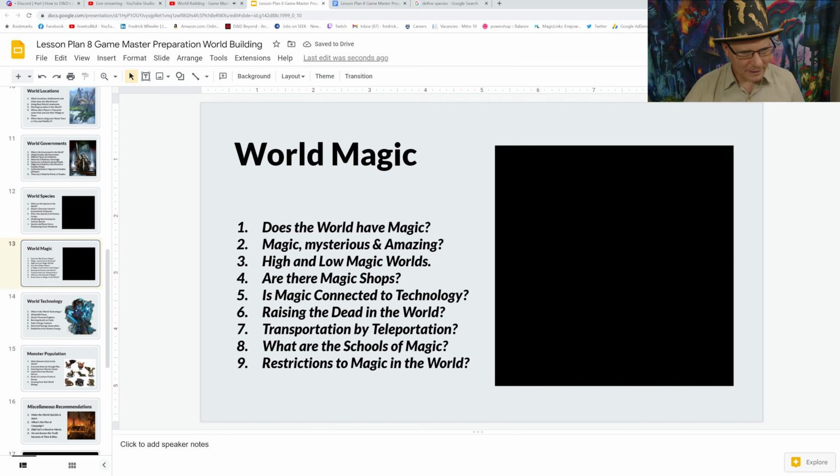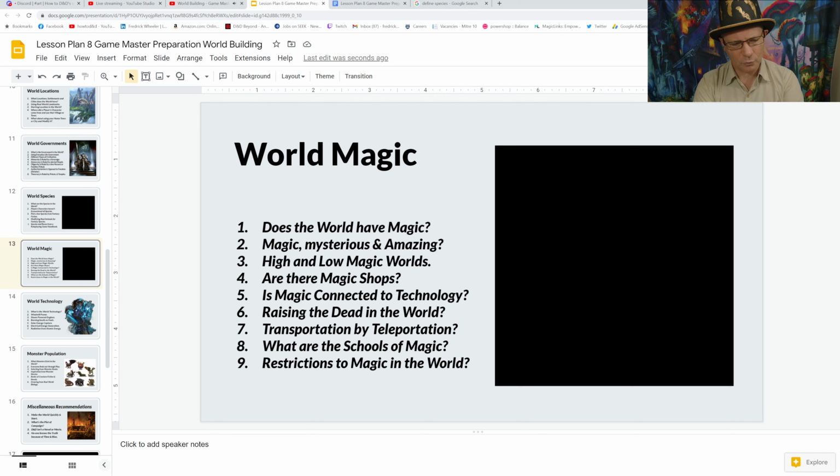That's there. So world magic. Does the world have magic? Magic, mysterious and amazing. Yes. High and low magic worlds. Are there magic shops? Is magic connected to technology? Raising the dead in the world. Transportation by teleportation. So does that actually happen in your world? What are the schools of magic?